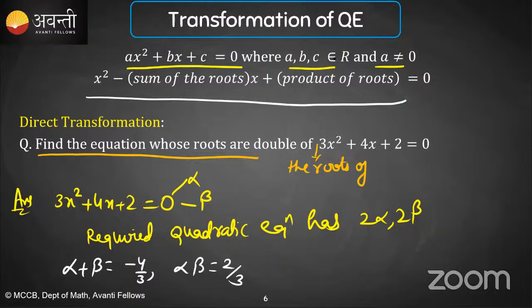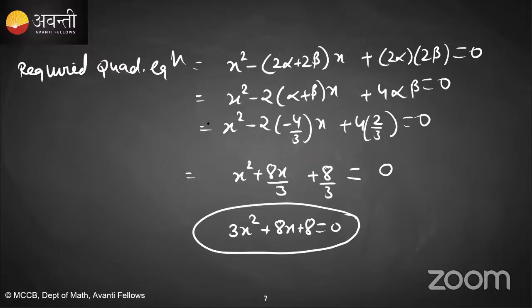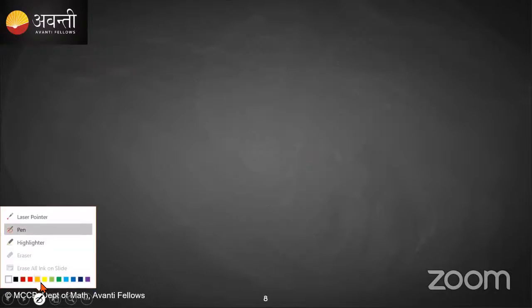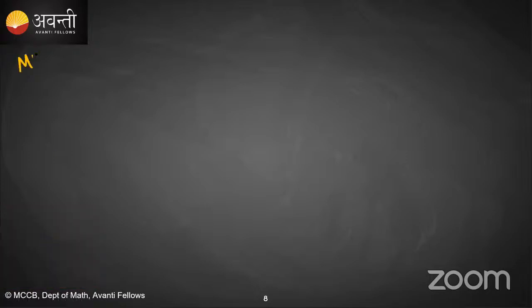Okay. So look, this is one of the methods to solve this question. Another method, an alternate method, now I'm telling you one more method to solve the same question. Method 2. Look, what was the quadratic equation? 3x square plus 4x plus 2 is equal to 0. Its roots were alpha and beta. Yes or no? It was given alpha beta, right?